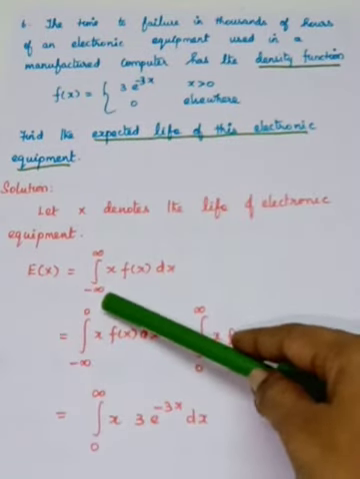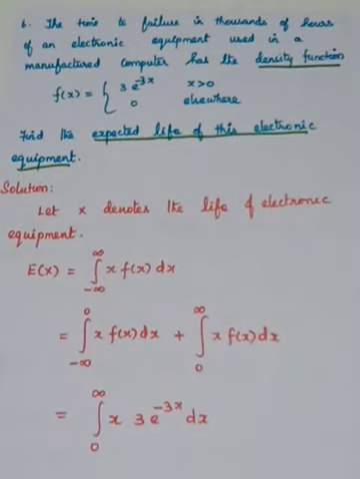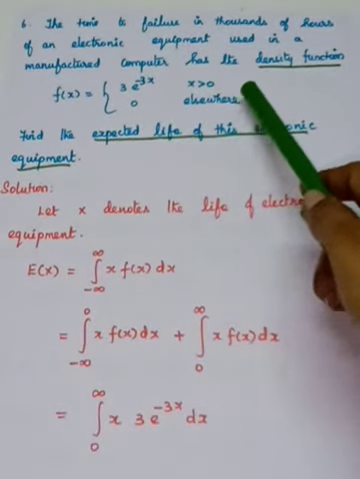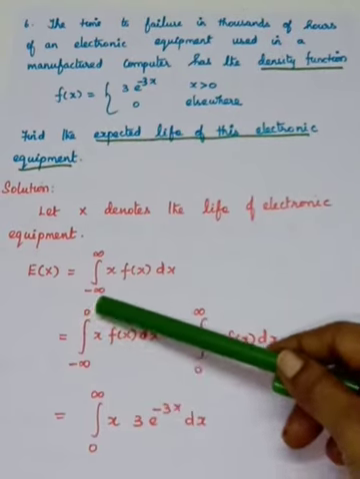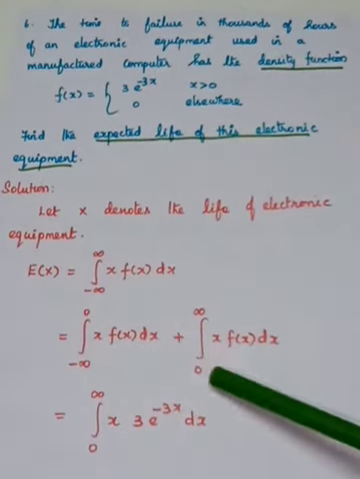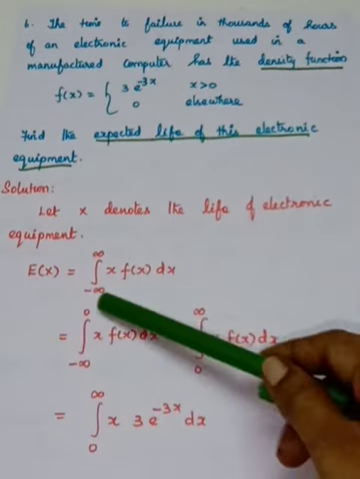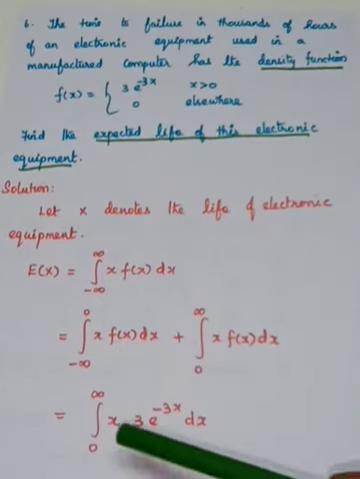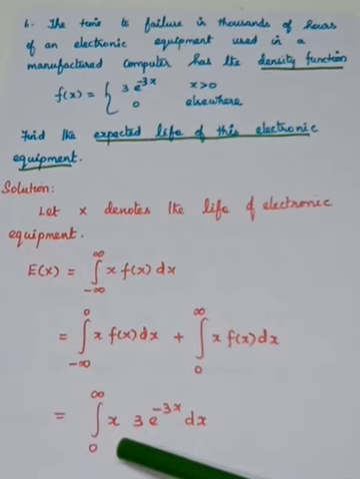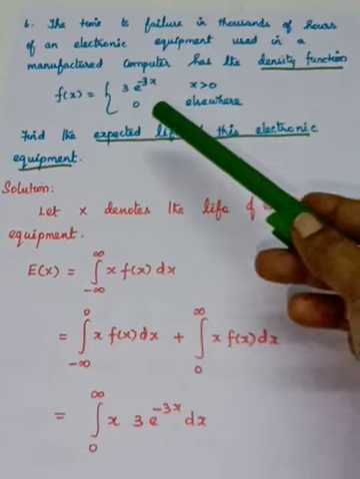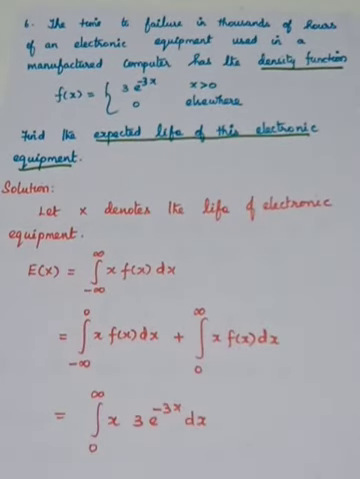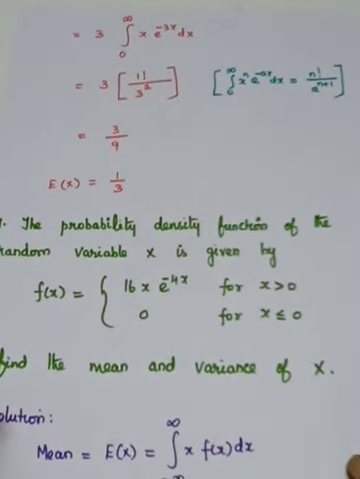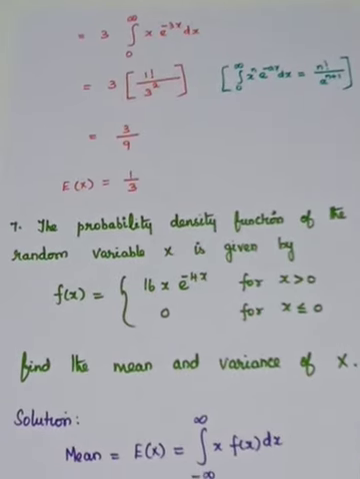So formula is integral minus infinity to plus infinity x f of x into dx. So according to your problem, when x is greater than 0, it can be written as minus infinity to 0 x f of x dx plus 0 to infinity x f of x into dx. So in this interval your f of x is 0. So you can have this interval alone, integral 0 to infinity x. In that 0 to infinity, what is your f of x? 3 e power minus 3x into dx. So the constant 3 is taken out. So remaining is integral 0 to infinity x e power minus 3x into dx.